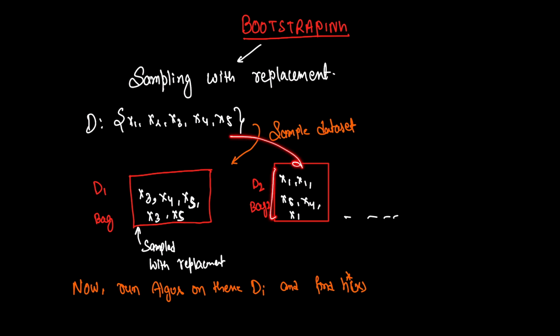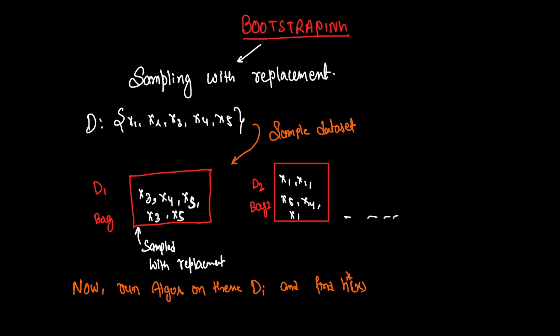Similarly, we again sample, and that will be the D2 data set. Similarly, we will get DM data sets. So we will get M bags with M data sets, and all these data sets are sampled with replacement, that is bootstrap. Now run the algorithm on this Di and find H star of X.